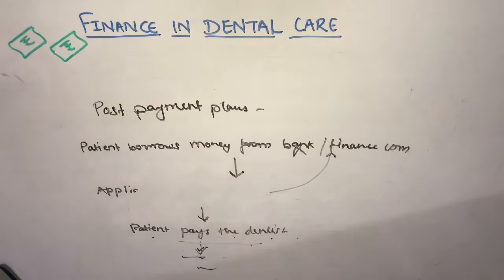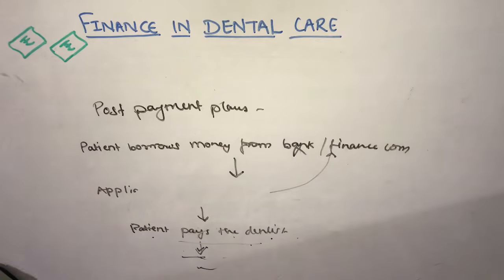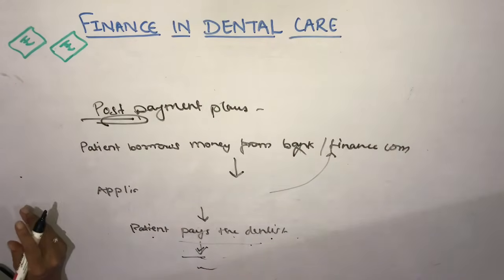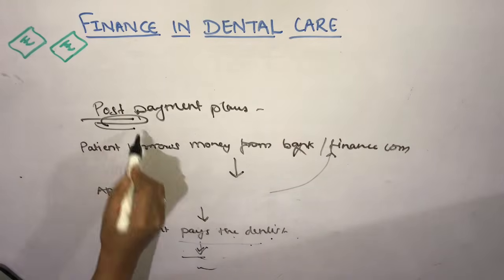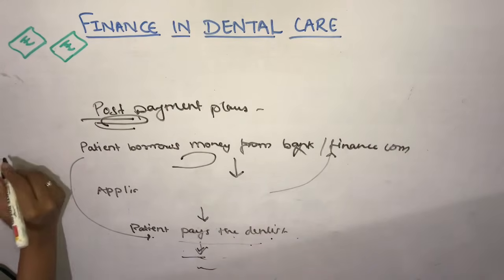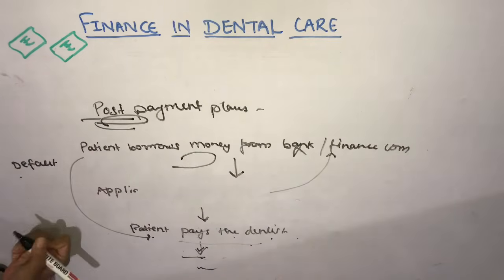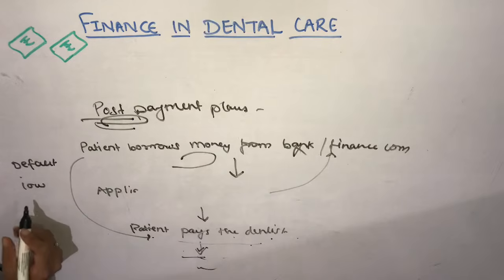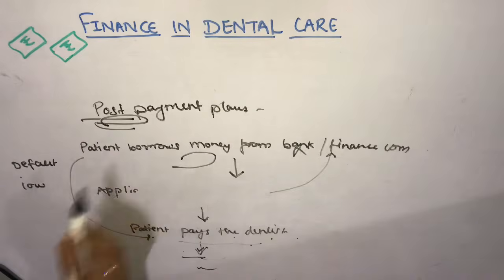Now what are the advantages and disadvantages? The advantages can be that mostly middle class people do these post payment plans. The next advantage is that it is usually done to finance prosthetic and other costly treatments. So you get your treatment done, and after that you borrow the money and then give it to the dentist. What are the disadvantages? The problems can be that there will be defaulted loans, and low income patients cannot afford this post payment plan. So this is nothing but the post payment plan.